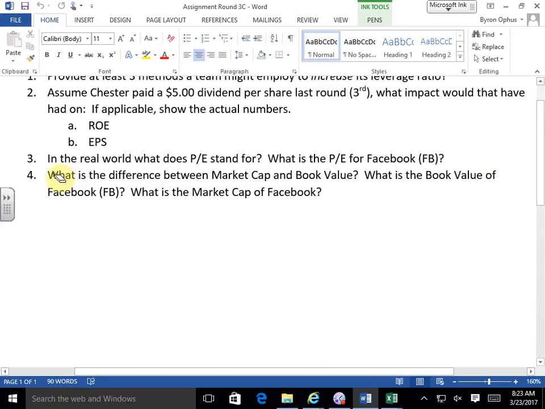And then 4, what's the difference between market cap and book value? What's the book value for Facebook, and what's the market cap for Facebook? I didn't look those up when I asked this, but I'm going to bet, and I'd probably bet $1 if somebody wanted to wager $1, that the market cap is going to be significantly bigger than the book value. Okay, just a hunch. So let you guys look it up and figure that out.